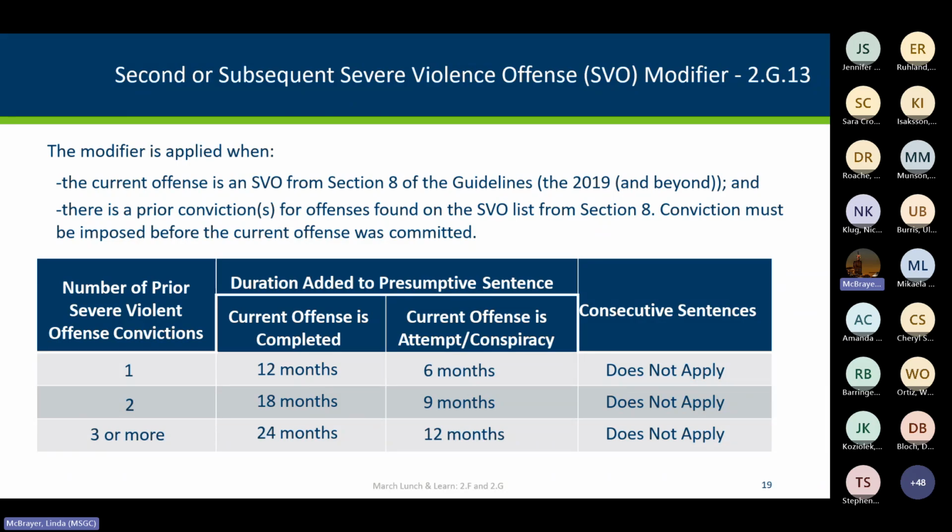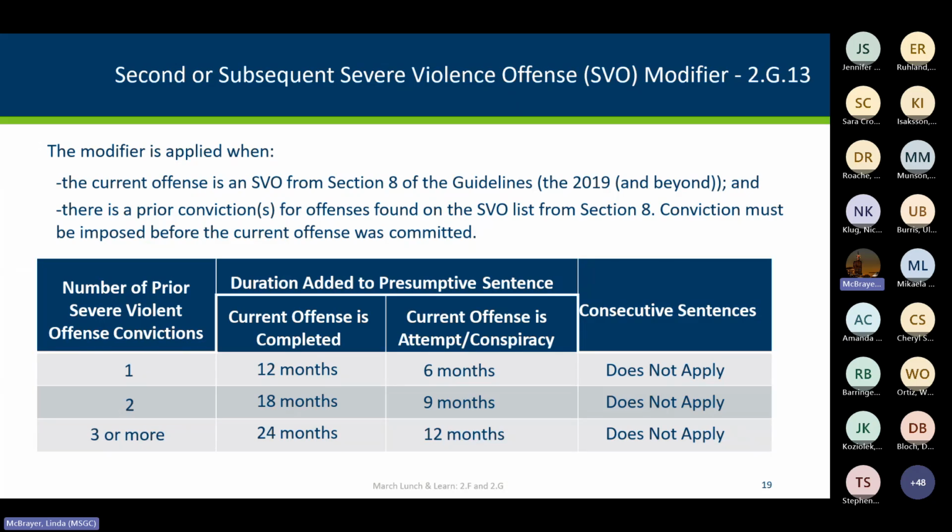So the addition of time is based on the number of severe violent offenses they have, prior severe violent offenses. If they have one, it's going to add 12 months. If you have an attempt or conspiracy on the current offense, the duration would only be 6 months. If you have 2 prior SVOs, it's 18 months, or 9 months for that attempt or conspiracy. And if there are 3 or more, it's 24 months, 12 months for the attempt or conspiracy.